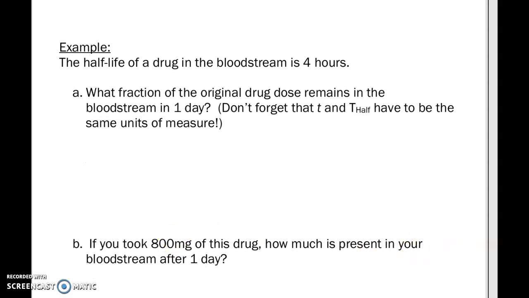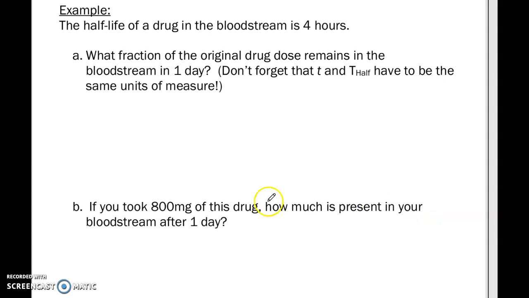Let's take a look at another example. And this time I'm going to look at this one with the half-life of the drug in the bloodstream. So it says, what fraction of the original drug dose remains in the bloodstream in 1 day? And it tells you that this drug has a half-life of 4 hours.